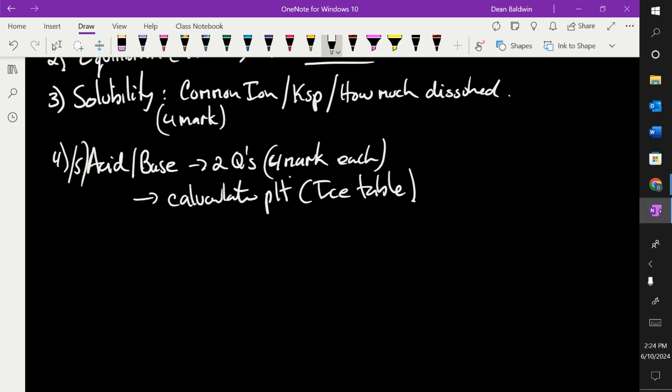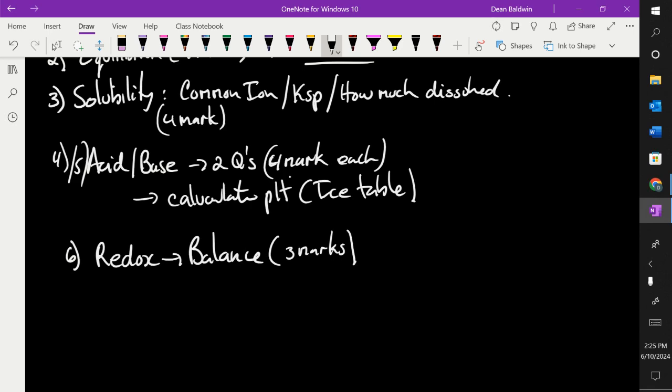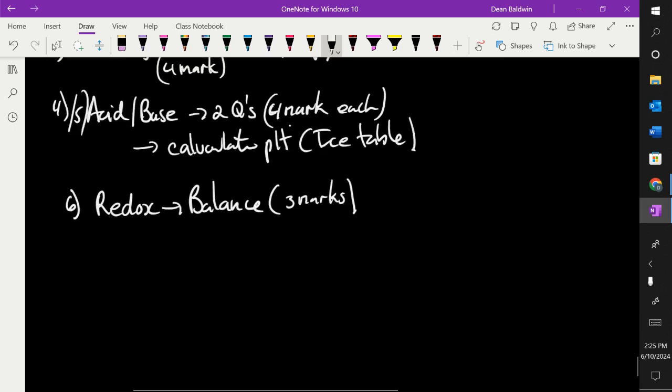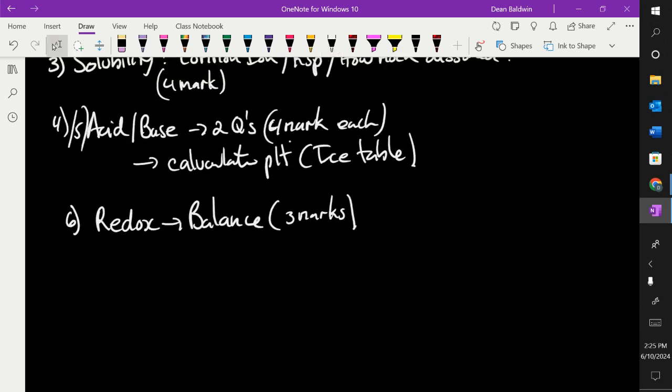And then redox, there are 2 questions. One is balancing. I think that's 3. I can't remember if it's 3 or 4 marks. It doesn't matter. Just balancing a reaction. And then you'll have a cell question. Labeling a cell, just like we did.